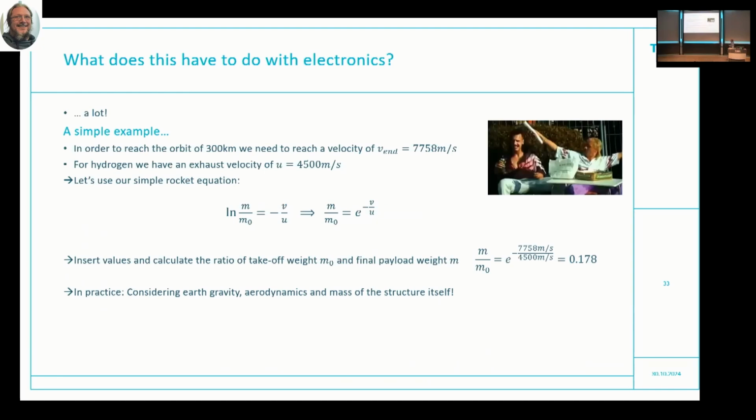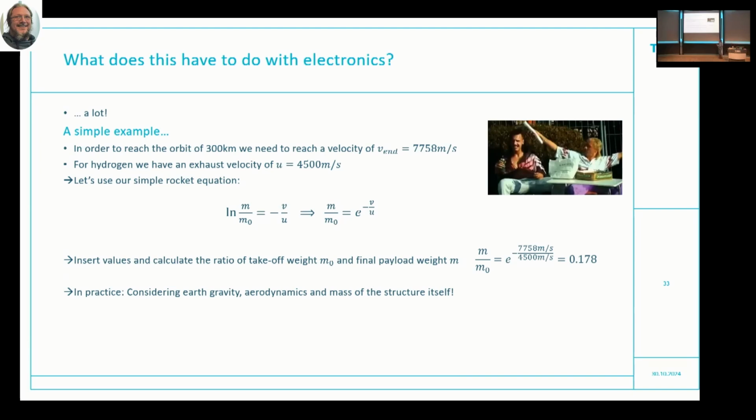The importance that we see is when we now have a real example, for instance, the velocity that we want to reach in order to not fall down to Earth again. Then we can also look at the velocity of our fuel that we burn, in this case hydrogen, for example. What we can now do is easily calculate the ratio between the mass that we have at launch and the mass that we can bring into space. This is given by this equation. And then we see, with this simple example, it's in the area of 17%.